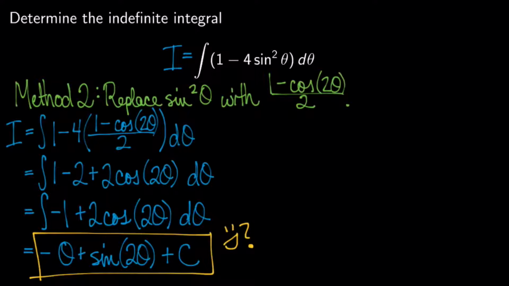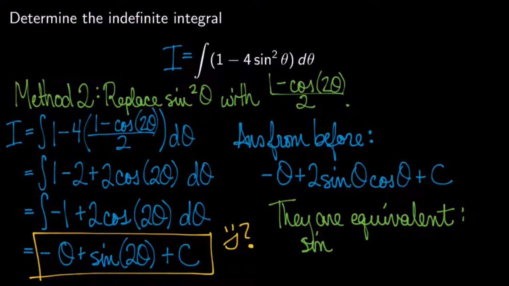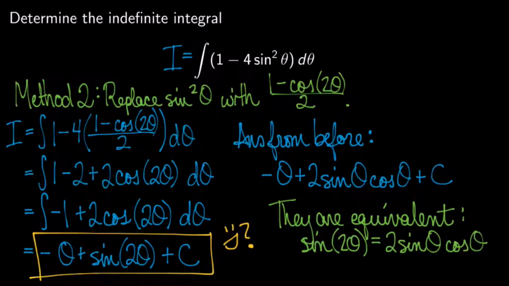Or are we? I mean, this is the answer from before, right? Minus theta plus 2 sine theta cos theta plus c. Those are not the same expression. But maybe you can see pretty quickly that these two expressions are equivalent because of this other trig identity, that sine 2 theta is equal to 2 sine theta cos theta. And so this piece right here is equivalent to that piece.